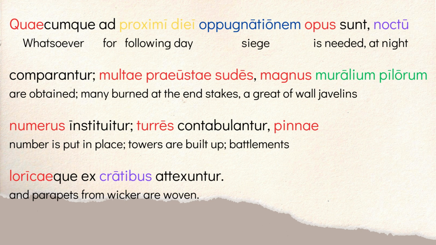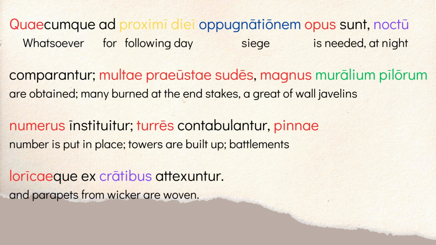Okay, you have multae praeustae sudes. So you have many stakes having been burned at the end, I think is how a lot of commentaries will do it. So if you're wondering what he means by stakes that are burned, he's talking about taking stakes and just getting them blackened on the end to toughen them up, harden them up. That's a very old technique to increase the strength of the wood, of the stakes. You would burn them at the end a little bit, and now you have something really sharp and really hard that you can use to fight off the enemy.